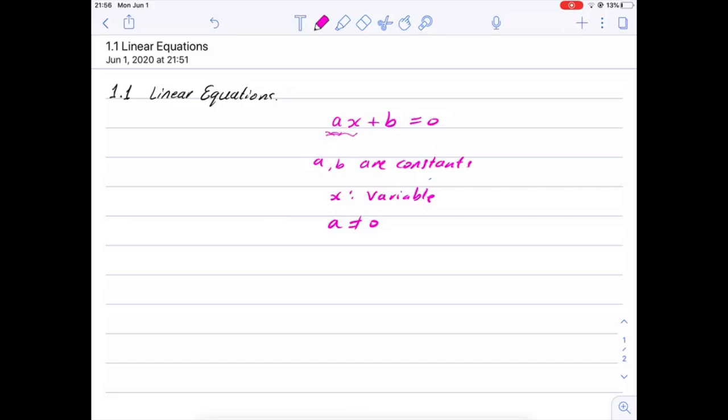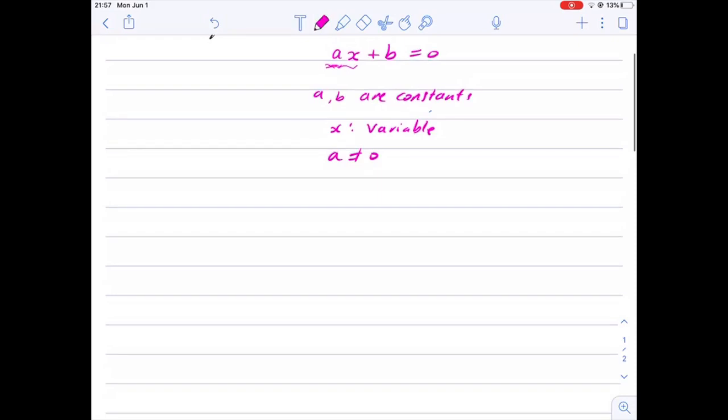It becomes 0 times x, that's 0. We no longer have x in the equation, and that means it's not a linear equation. And this equation is linear because the power of the variable is 1, but we don't write the 1 here. If we have a linear equation, we just write ax plus b. We don't write the power here, but it's well understood that the power over the variable is 1.